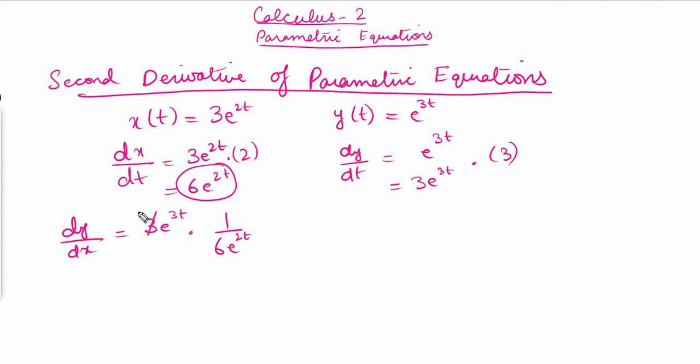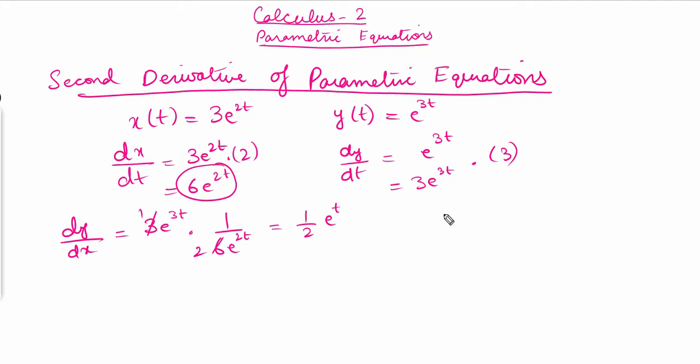So this 3 will get cancelled, this is 1, over here we'll have 2, and this will become 1 over 2 e to the power of t. So this will be our dy by dx in terms of t. Now we have to take the double derivative.